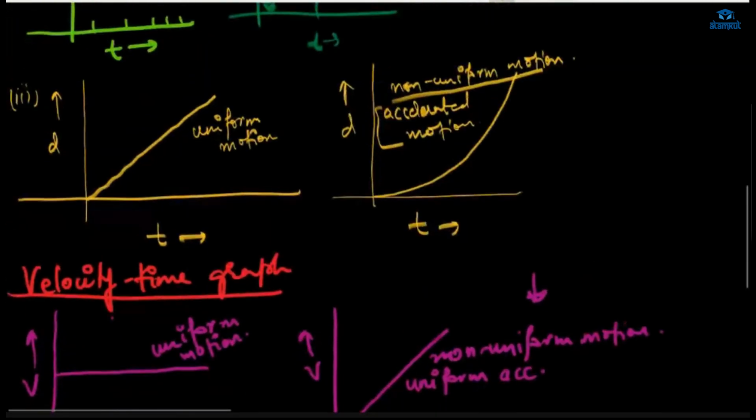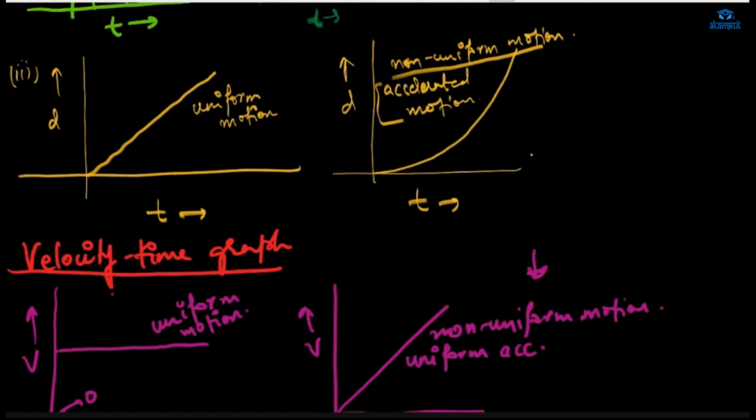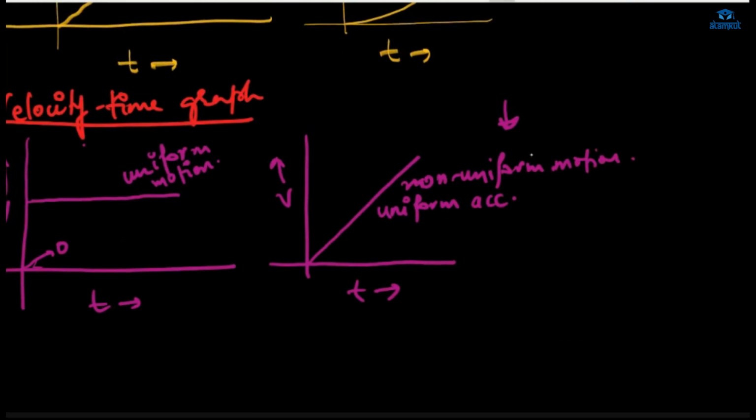So with respect to time, in this distance time graph, the distance was increasing equally in equal intervals of time, right? So it was uniform motion, meaning uniform velocity. Fine, uniform velocity. Here the velocity is increasing equally in equal intervals of time, so there will be uniform acceleration.